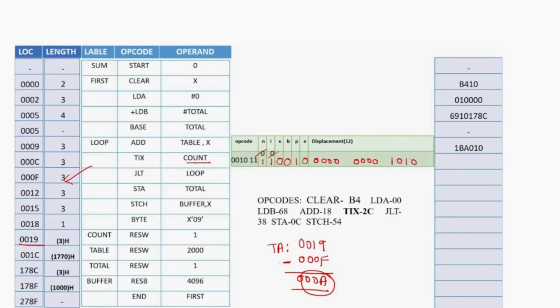So the final object code is 2F200A. So this is the final object code for STA count, 2F2.